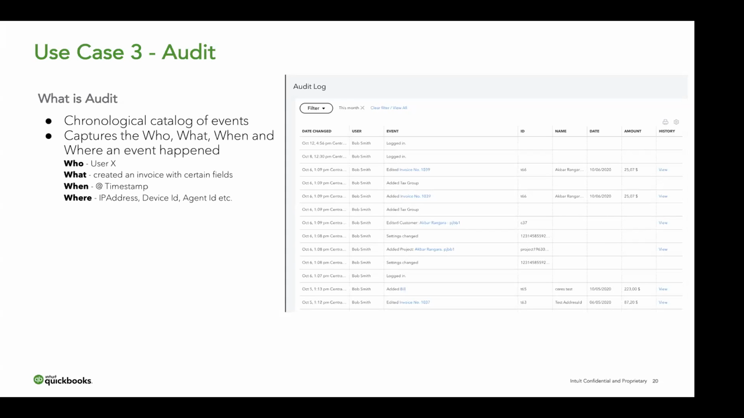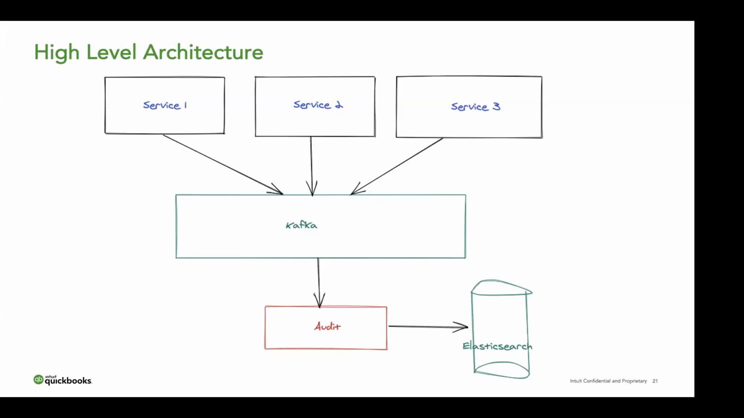So this looks like a classic time series use case, and Elasticsearch provides really nice capabilities for you to store time series data. This is kind of a high-level architecture. You have various services pumping data through Kafka. Audit sits downstream to these services. It listens to all these events, and it saves to Elasticsearch.